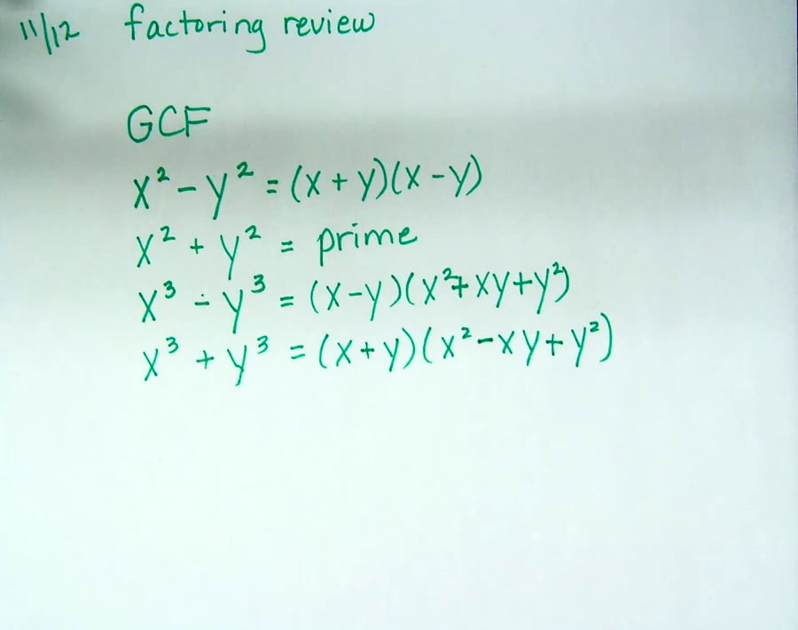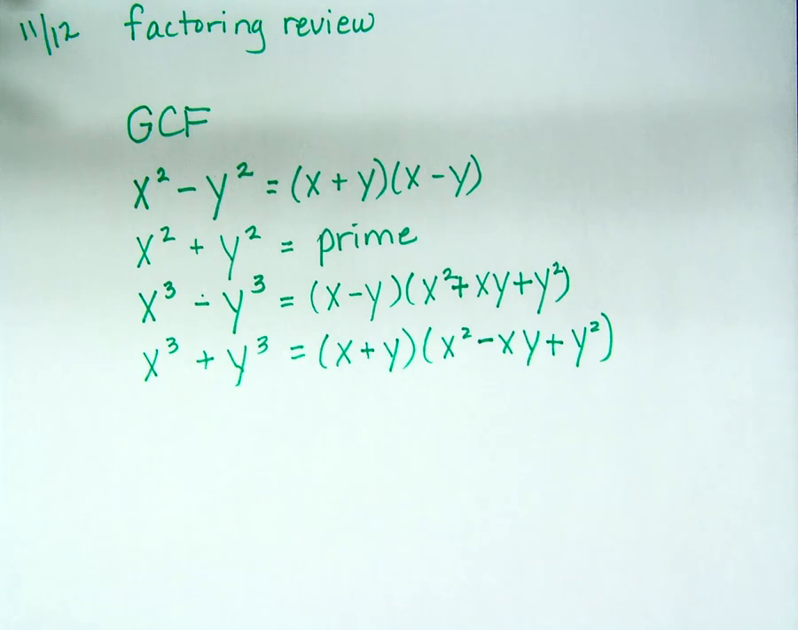Are there any other options for if it's a binomial? What we're trying to factor is a binomial. Not really, right? Probably it's just a GCF problem. We just need to take out a greatest common factor. Okay? What's next?